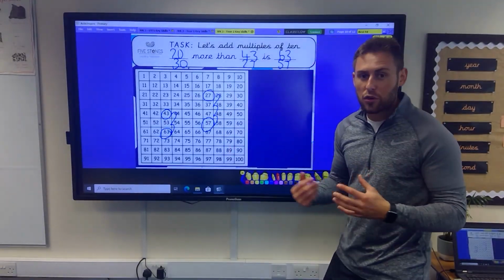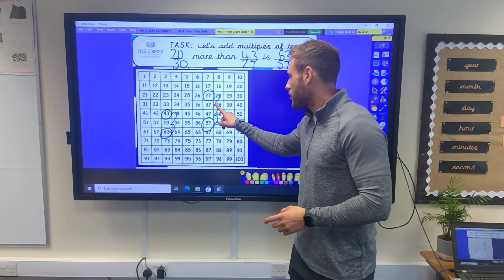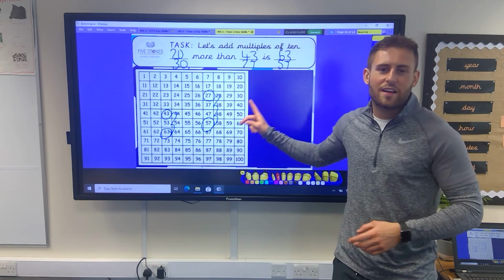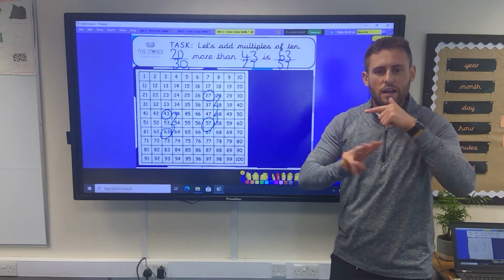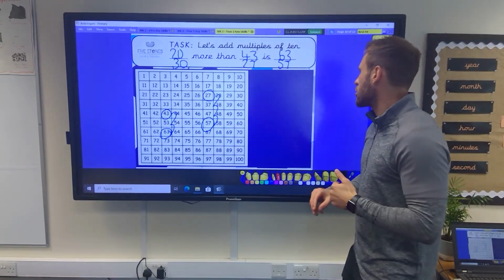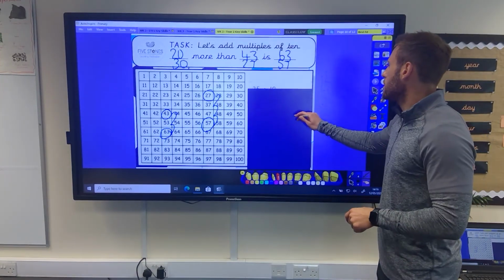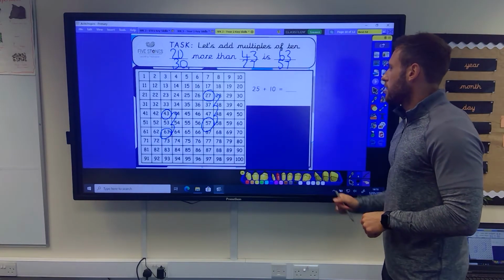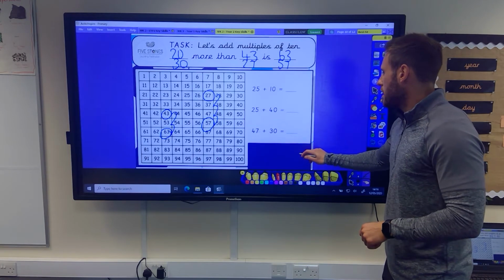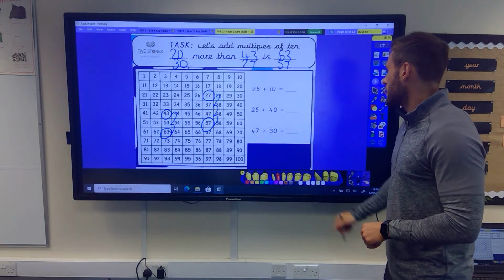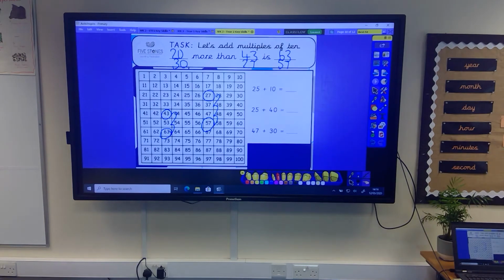27, add our 30, which is 3 tens. 27, 37, 47, 57. 3 tens are added on. We should be okay with this. So I want you to first of all solve this one. Then I would like you to solve this one. And then I would like you to solve this one. Off you go.